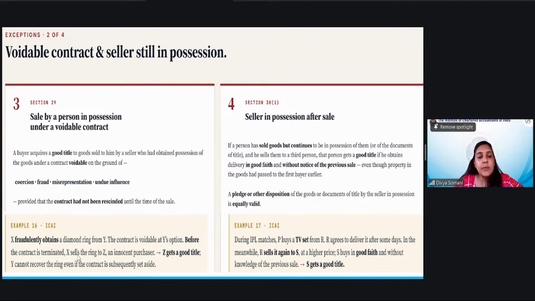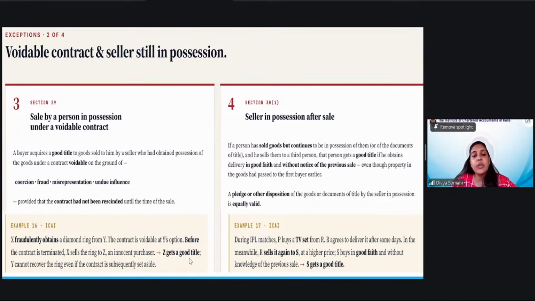Before the contract between X and Y is terminated, X is the seller. He is selling the goods now to some other person, Z, who is an innocent purchaser. Innocent purchaser means that Z is unaware of the fact that this diamond ring is under a voidable contract. It has been obtained due to some fraudulent means. He's not aware of that, or we can simply say that Z is acting in good faith. So in that case, Z will have a good title.